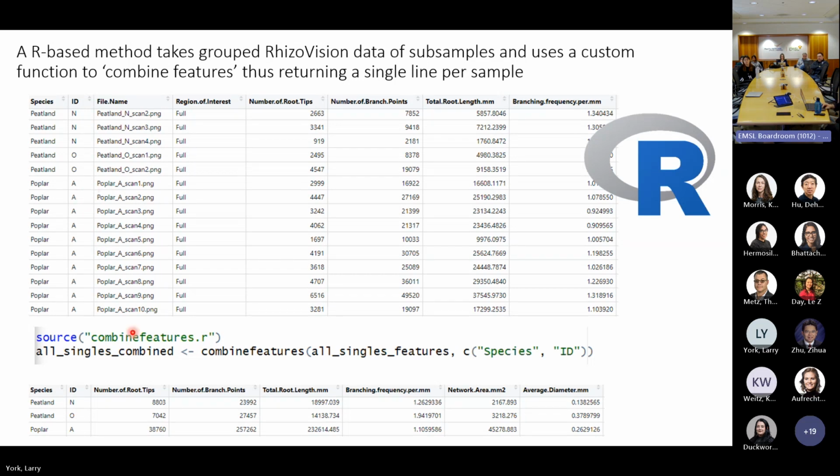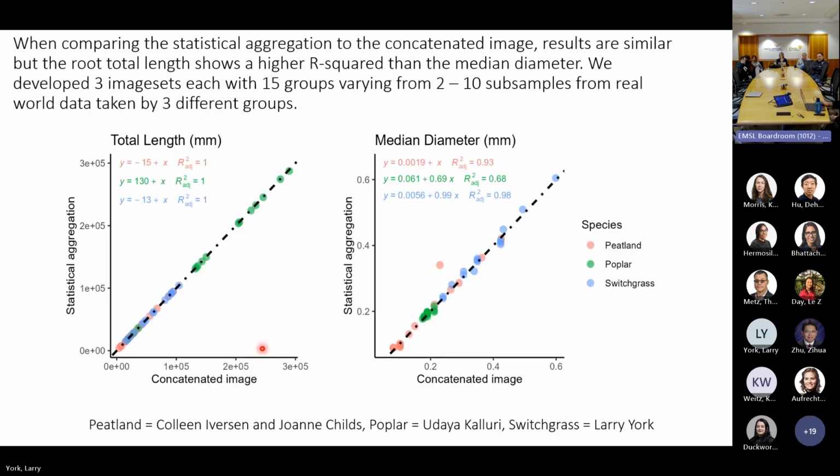Then I've developed a statistical method where you get the aggregates of all your traits. Sometimes that's just adding them up, which even I can do. Sometimes it's more complex, like how you need to put it back together. We took the concatenation as sort of the ground truth, and then compared it to the statistical aggregation. These are the types of plots you see. I have 3 image sets from different colleagues to show that it's applicable across systems.